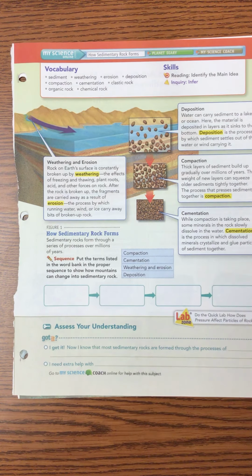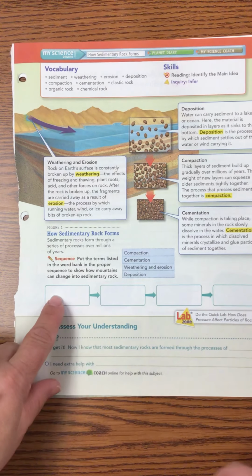Compaction. Thick layers of sediment build up gradually over millions of years. The weight of new layers can squeeze older sediments tightly together. The process that presses sediment together is compaction. Cementation. Think of the cement of your sidewalk. While compaction is taking place, some minerals in the rock slowly dissolve in the water. Cementation is the process in which dissolved materials crystallize and glue particles of sediment together.